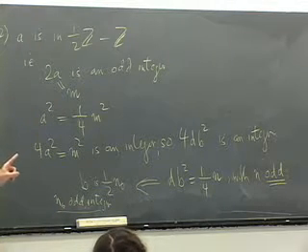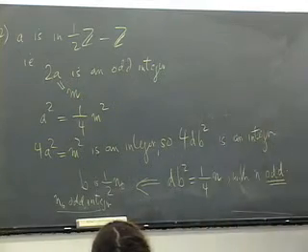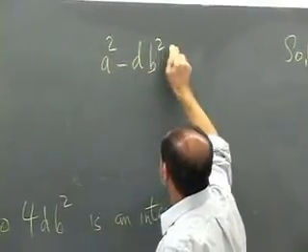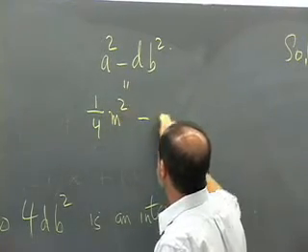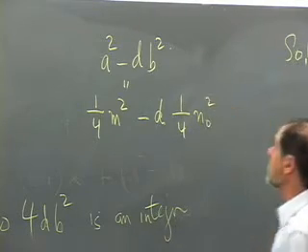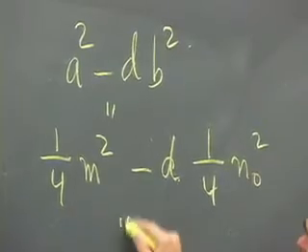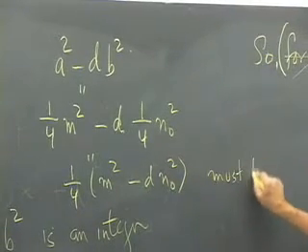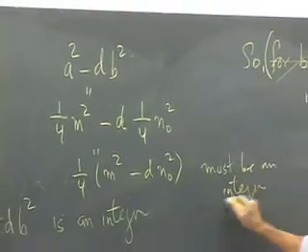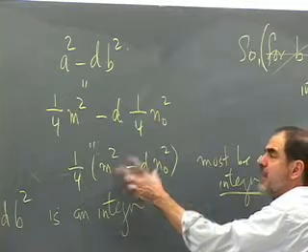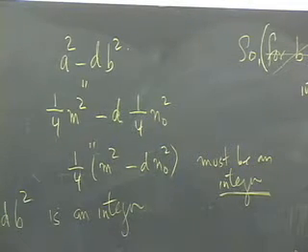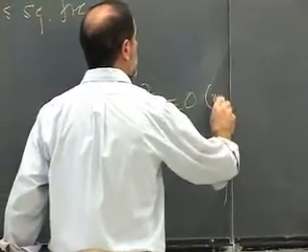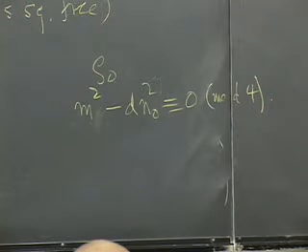We're not done yet, because we still have to check that this thing is an integer. So let's write down what that looks like. A squared is 1/4 m squared. So a squared minus db squared is 1/4 of m squared minus d times 1/4 of n0 squared. And that has to be an integer. In other words, this is 1/4 of m squared minus d n0 squared, which must be an integer, which means that this number in here has to be divisible by 4. m squared minus d n0 squared is congruent to 0 mod 4. That's our final condition.